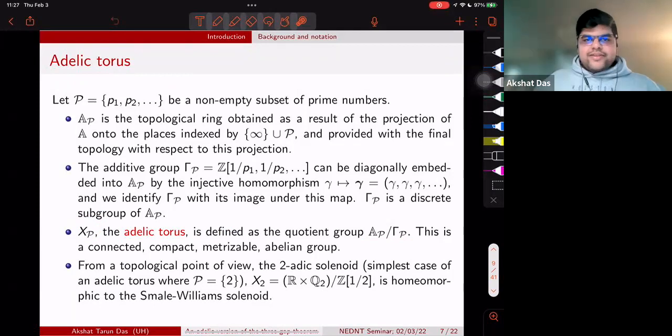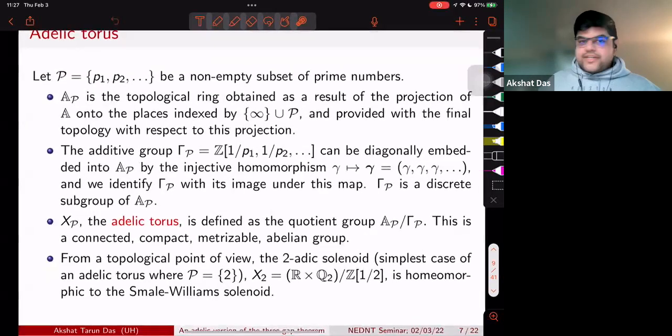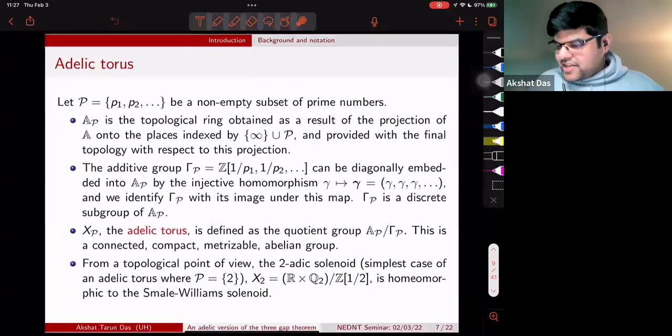And finally, for this comment at the end, I was talking about this project with Dr. von Kleimenhager, and we were trying to think about how one could visualize this p-adic solenoid. If we consider the most basic case, which is the two-adic solenoid, R cross Q_2 mod Z[1/2], then this is actually homeomorphic to the Smale-Williams solenoid. This is just a comment if you want to visualize this from a topological point of view for the most basic case. All right.